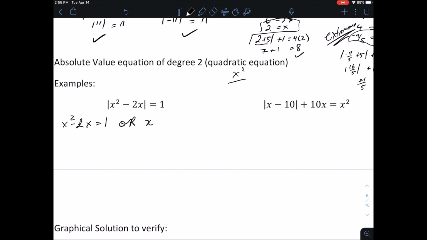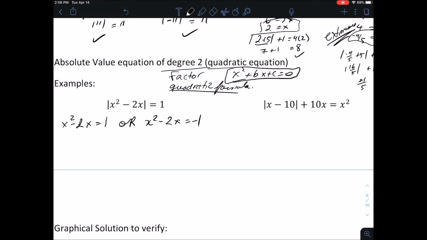So down here, either x squared minus 2x is 1, or x squared minus 2x is negative 1. And now I have to think about how to solve a degree 2 or quadratic equation. Well, I can factor. I can use the quadratic formula. I've got options. So if I'm going to factor, I want it to be in the form x squared plus bx plus c equals 0. And actually, I want it in that form for the quadratic formula as well. So let's do that. And this one can be factored.